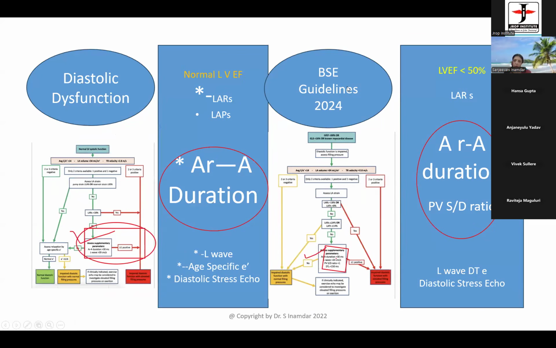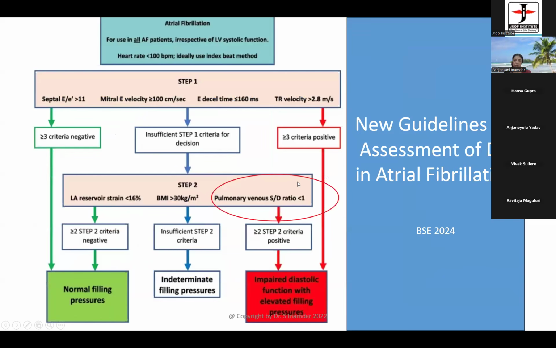So it has not lost its importance even in British Society of Echo Guidelines 2024. It is along with left atrial reservoir strain, AR duration, they have maintained its position, and even whenever LVEF is less than 50, even then it has maintained its position in these guidelines. Again, it has maintained its position in atrial fibrillation in BSE 2024 guidelines.